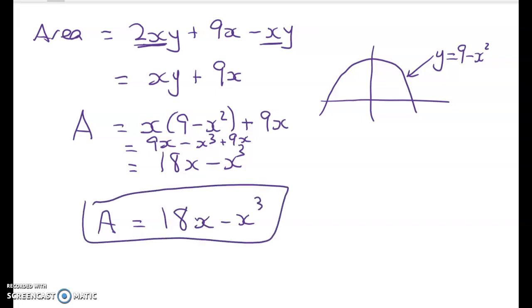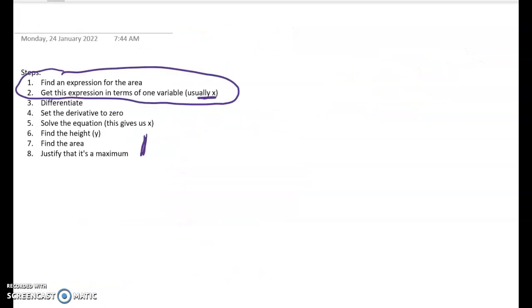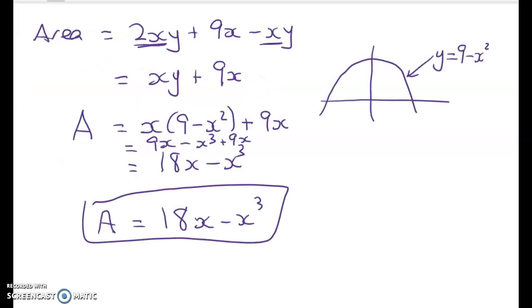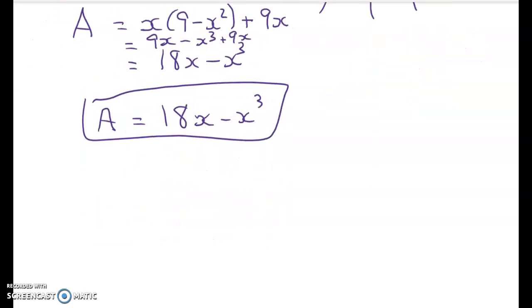that we can differentiate. Let's go back to our steps and see how far through we are. Right, so we've done find the expression for the area, and we've done get the expression in terms of one variable. And you're probably going, whoa, we've still got 6 steps left to go, but they're really, really fast. The next thing that we do is we differentiate.